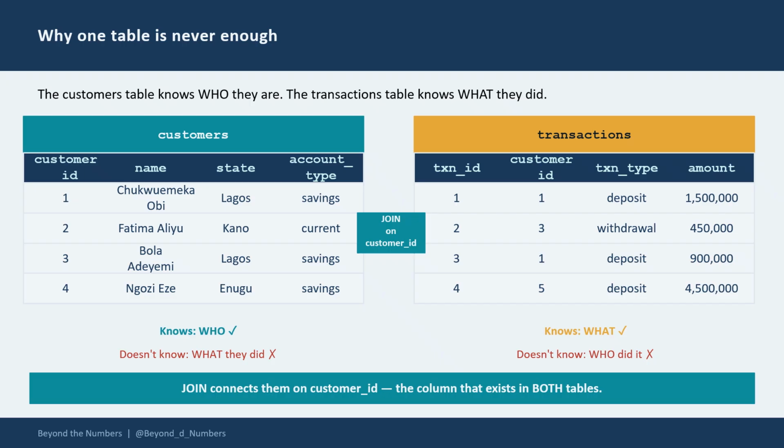This is what the join label in the middle of the diagram represents. Customer ID is just the bridge. It connects the two tables. When you join on customer ID, SQL matches each customer row to all their corresponding transaction rows. The result is a combined table with names, states, and transaction values.